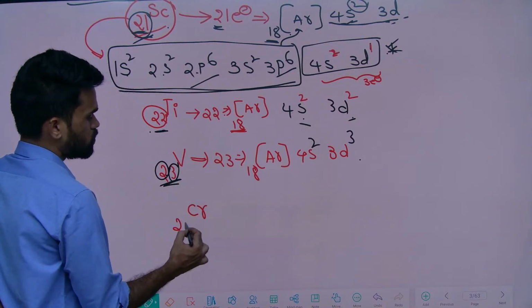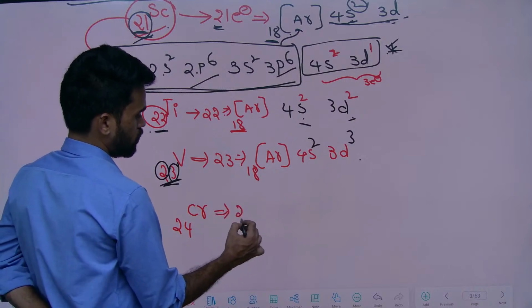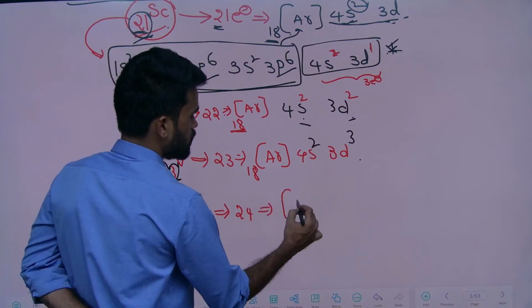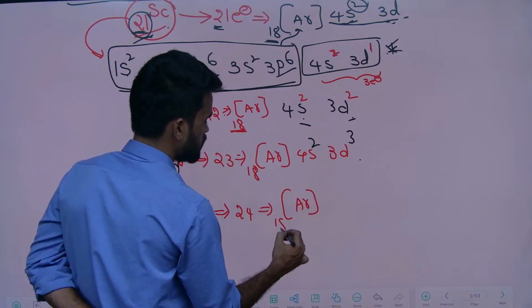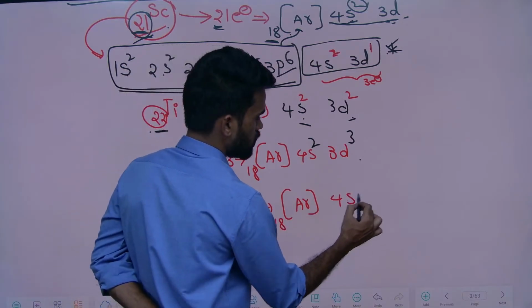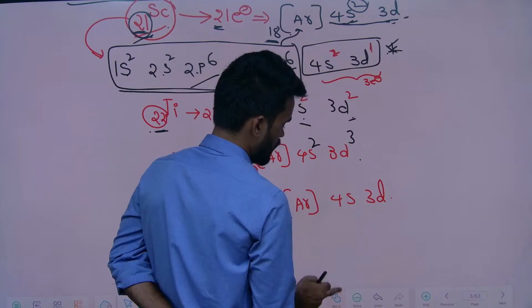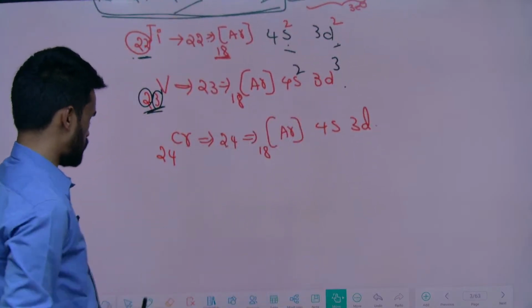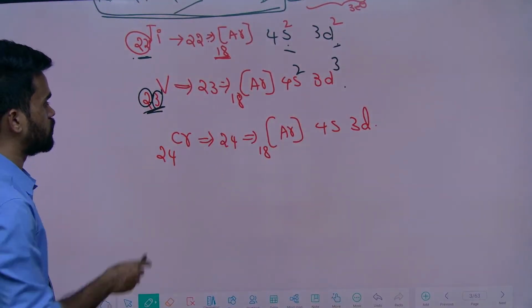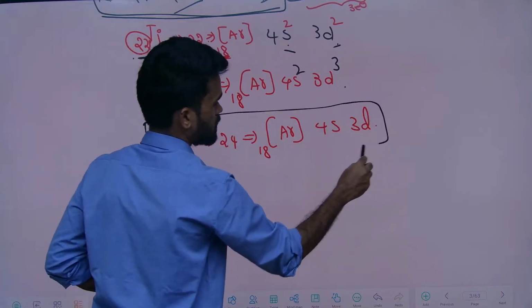Next chromium. Chromium is 24. So what you will do is write argon 18 first, then 4s, 3d. Now we will fill this in chromium later. Just write it like that and keep it in a box. We will discuss this later.